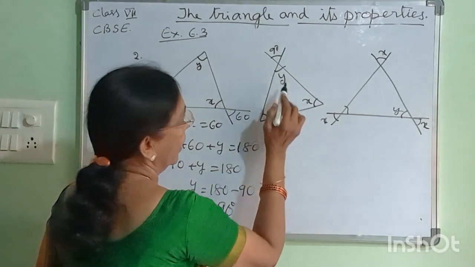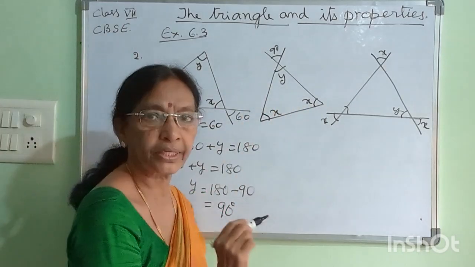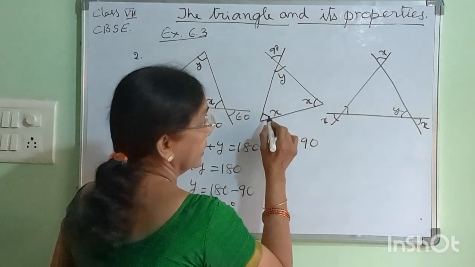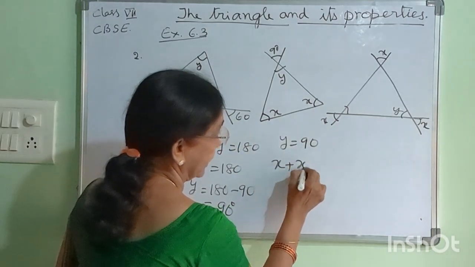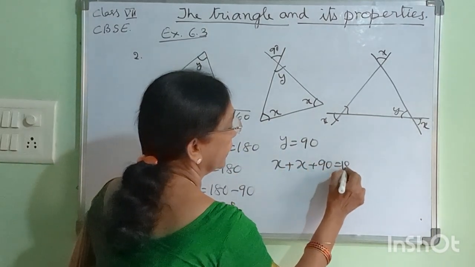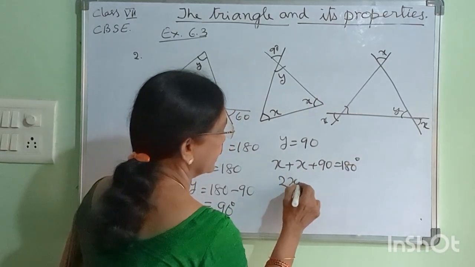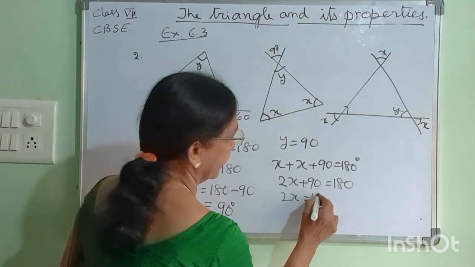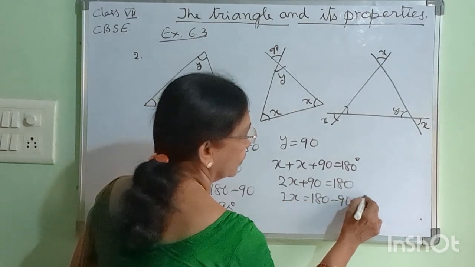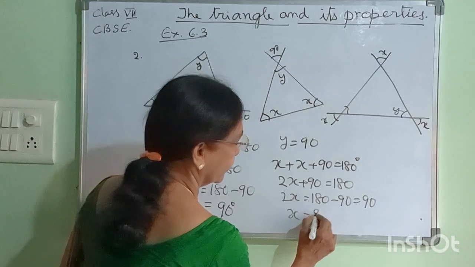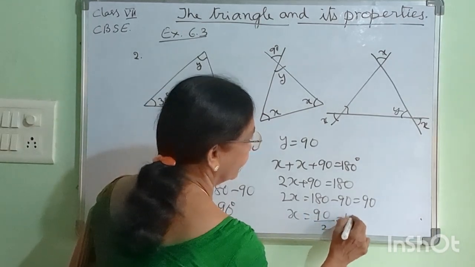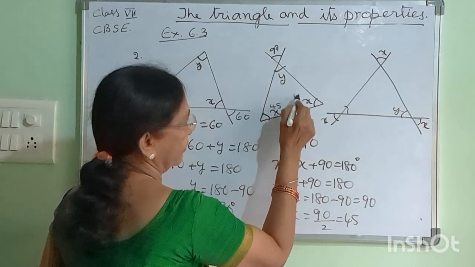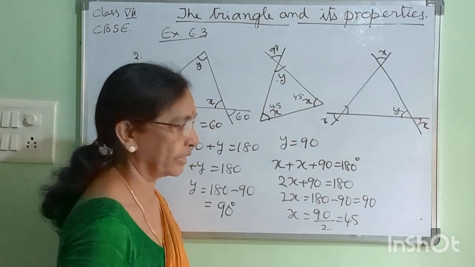Here in this figure, y is equal to 90, vertically opposite angles. Therefore, y is equal to 90. Next, angle sum property, x plus x plus 90 is equal to 180 degrees. Or 2x plus 90 is equal to 180 degrees. Or 2x is equal to 180 minus 90, which is equal to 90. And x is equal to 90 by 2, that is equal to 45. Therefore, each of this angle is 45 degrees. 45, 45, 90, 180 degrees.